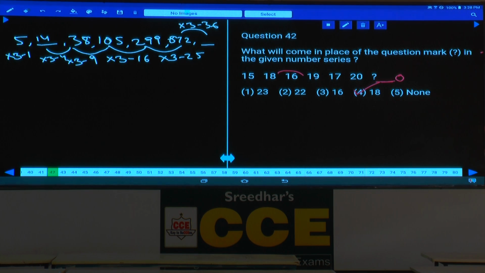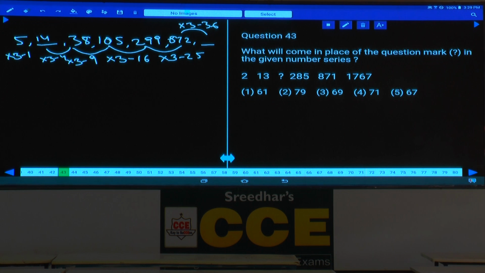Then coming to question number 42, now if you observe here, the numbers are increasing and decreasing. Whenever the numbers keep on increasing and decreasing, we should always go for what? We should go for alternate series. Fine. Alternate 15, 16, 17, 18. That's your answer. Choice 4 is the answer. Whenever the numbers are increasing and decreasing, always check the alternate. 15 plus 1, 16 plus 1, 17 plus 1, 18, choice 4. Done with this 42? 42, choice 4.